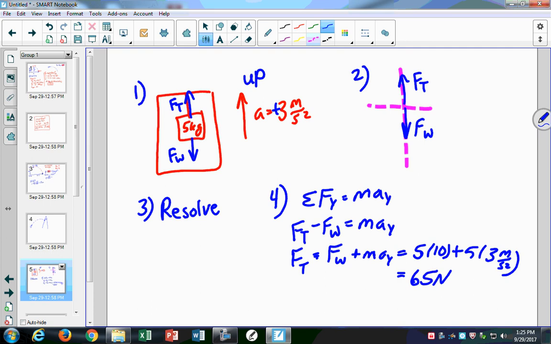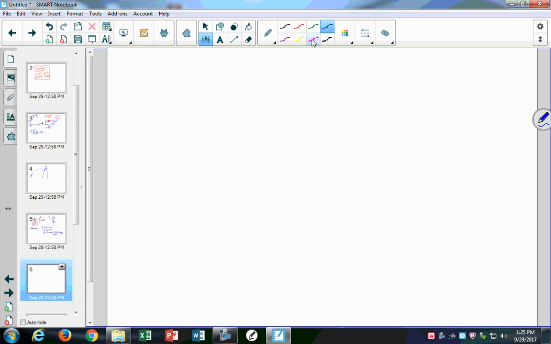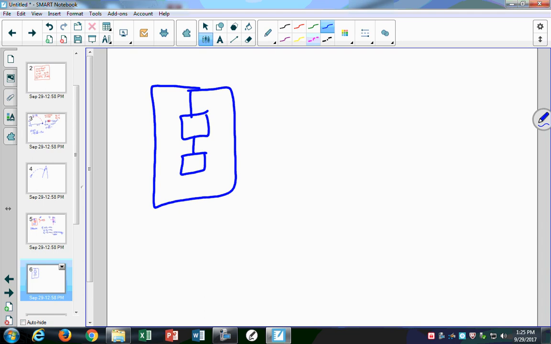Does it change if I add two masses? Let's just look at that. If you look at some of the old tests, you might see one like this. I probably wouldn't do this, but what if I have a 2 kilogram and a 3 kilogram mass? Can you tell me what this tension is?